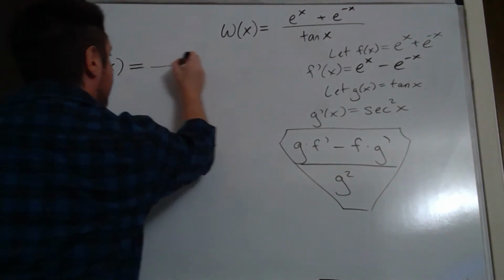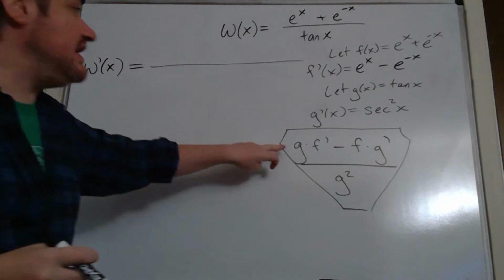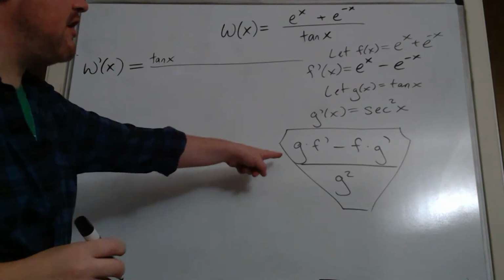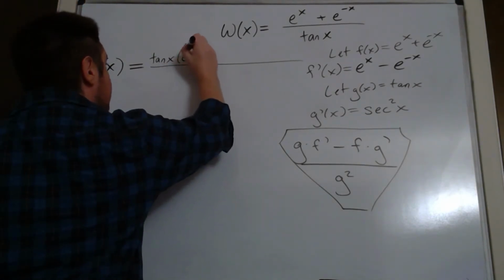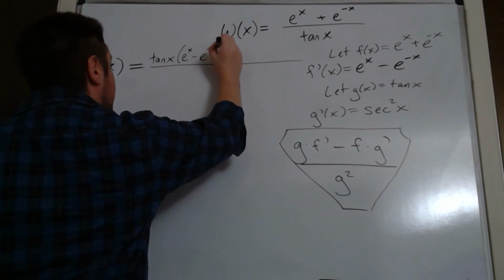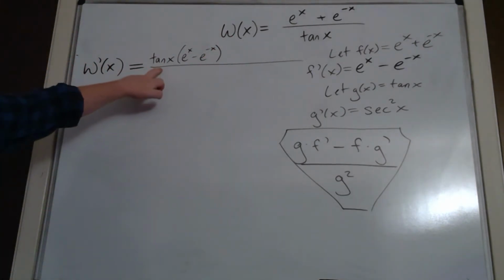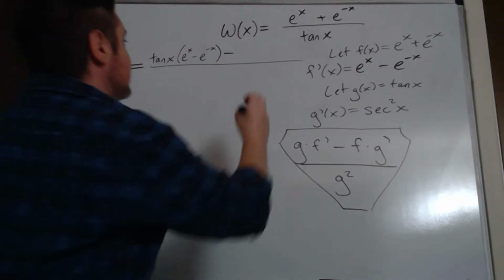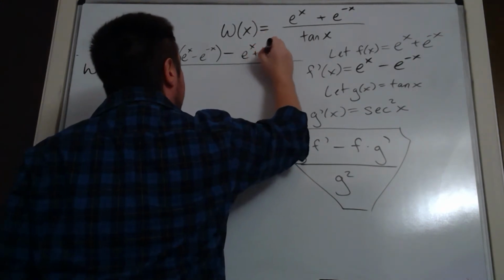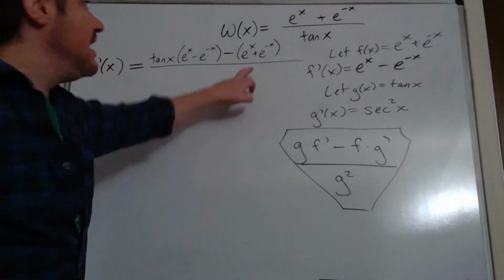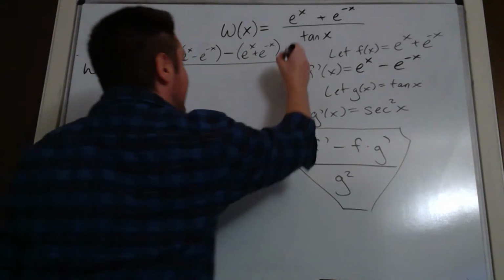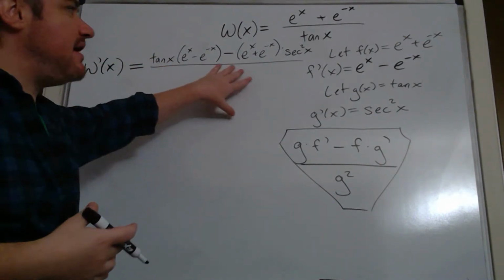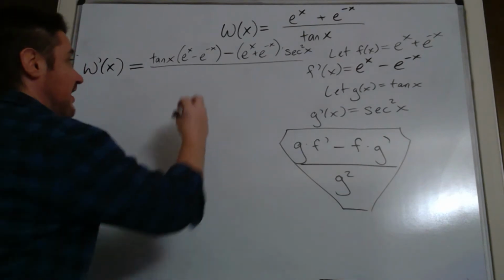So our derivative, let me set up my big fraction bar, I hope that's long enough, is g, so tangent of x, times f prime, so times e to the x minus e to the minus x. So I've got g times f prime minus f, which is this, e to the x plus e to the minus x, wrap that in parentheses, multiplied by g prime, which is our secant squared of x out there, all right? And then what's that all divided by? That's all divided by g squared, which is tangent squared of x.